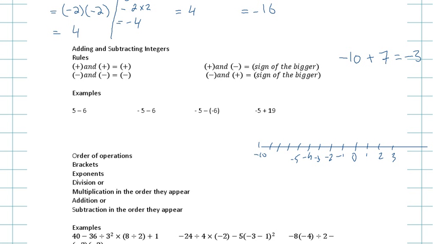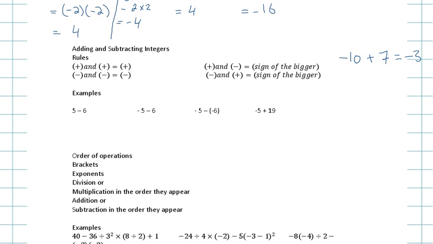So you're starting at negative 10, and then you're going to add 7, so you're going to move to the right 7. Okay? It's just for you to think about it in your head, please. If you do it on a piece of paper, it's going to take you forever, but just for you to kind of visualize.